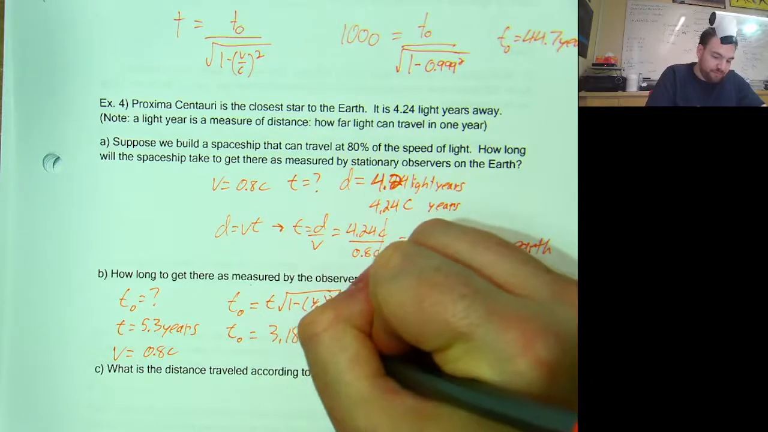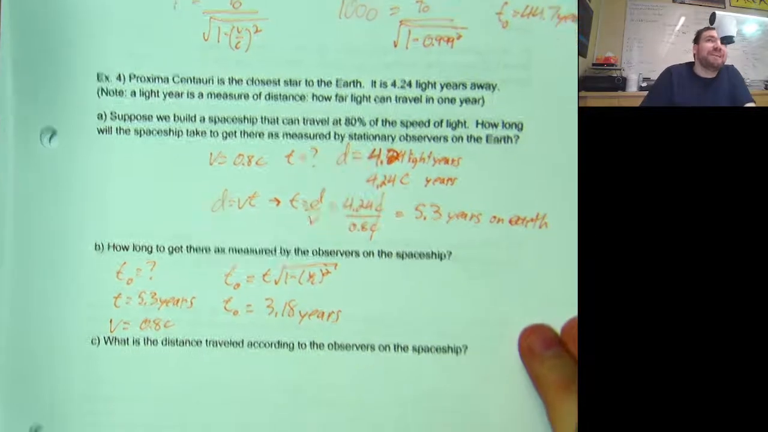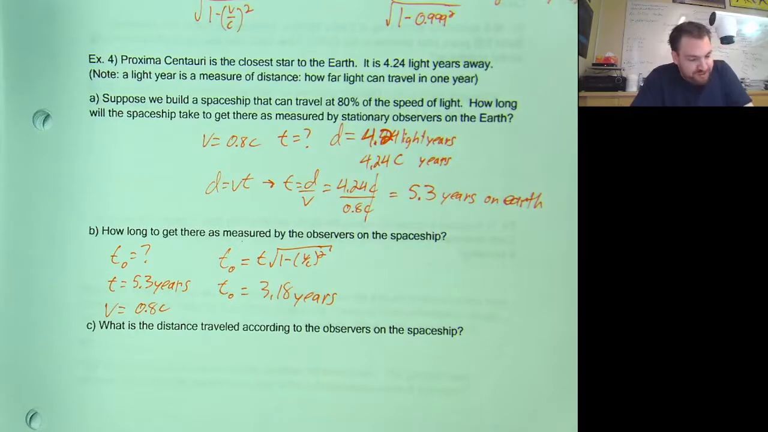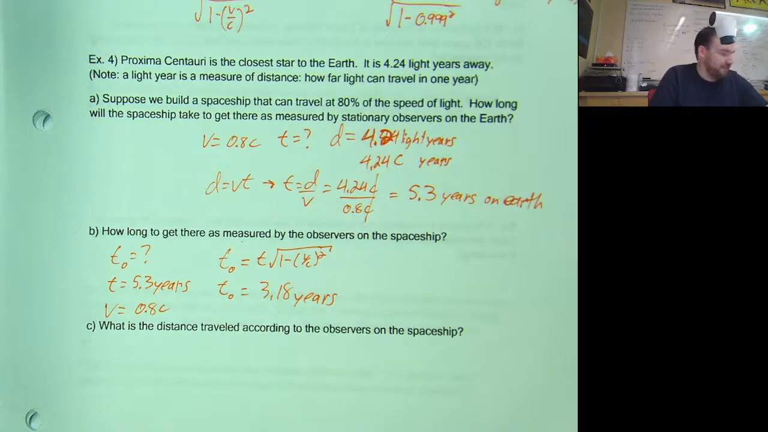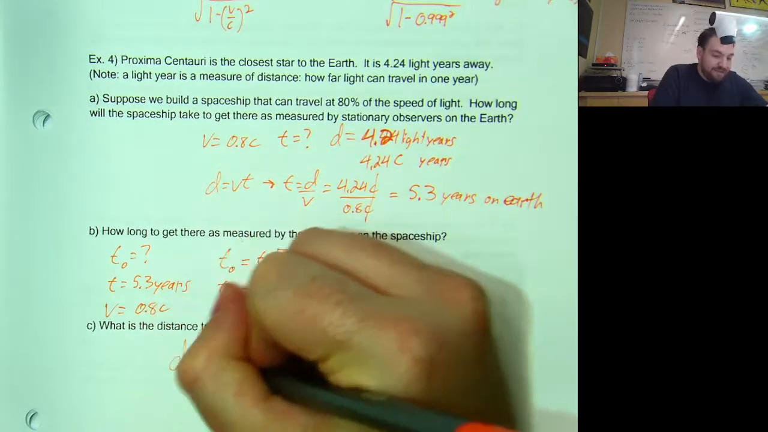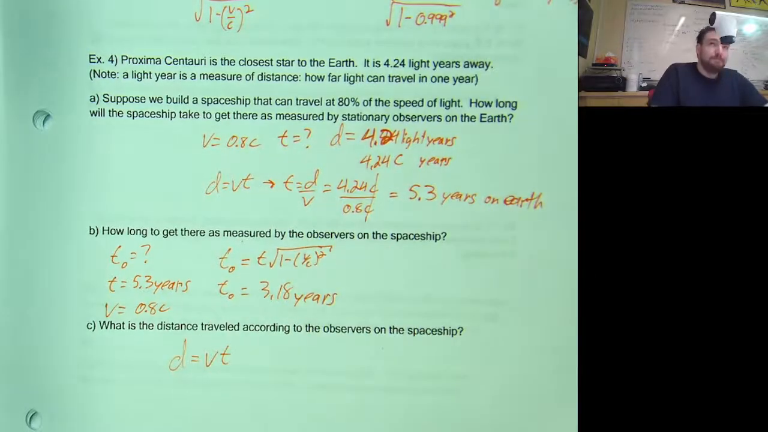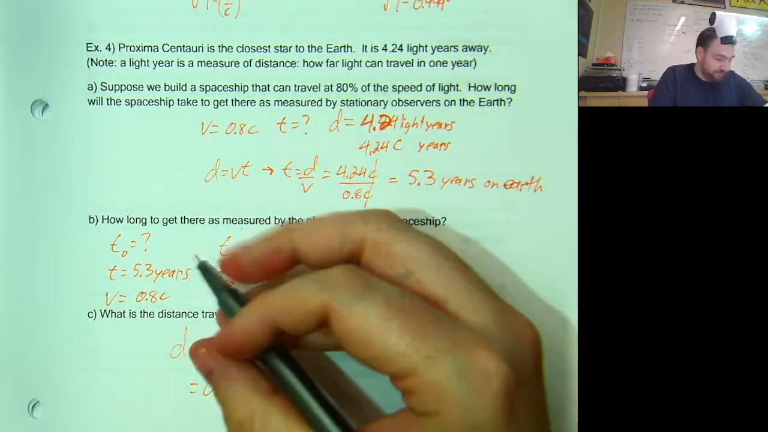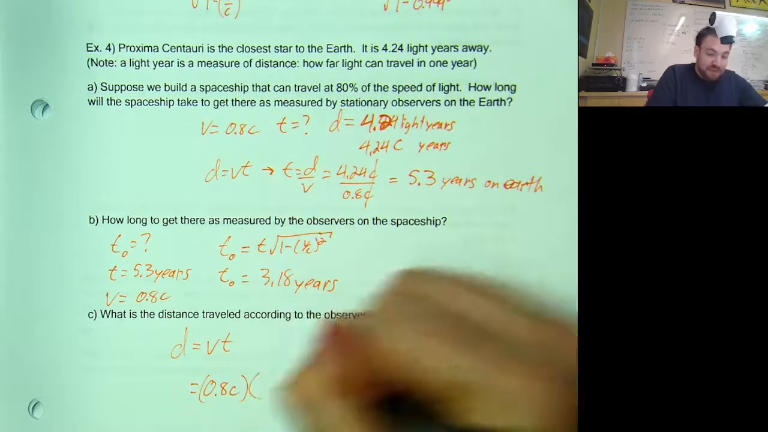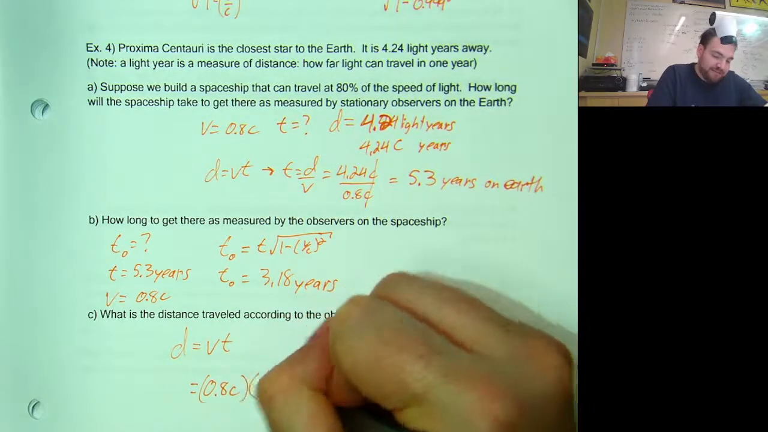Point one eight years. Cool. Here's a mind-blowing question for you. What is the distance traveled according to the observers on the ship? According to the observers on the ship. Distance, versus... Don't just blurt out random stuff. D equals VT. The distance that they see, they're traveling. They see themselves traveling at 0.8 c. They see themselves traveling for 3.18 years.